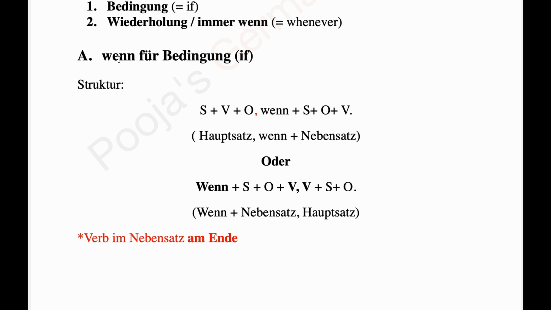Why? Because while is a Nebensatz connector. Similarly, this when is also a Nebensatz connector, which means the conjugated verb will go in the end. Now, what is the sentence structure? We have two sentence structures for it.